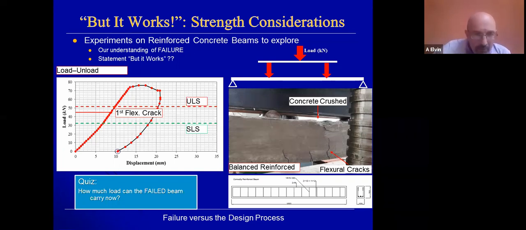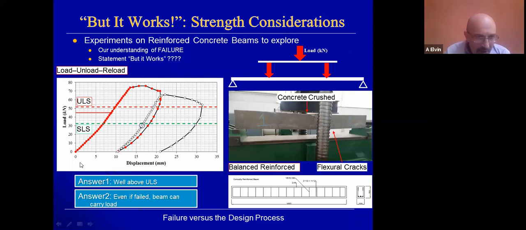Not at all. Here's my second load cycle. See? It meets both the serviceability and the ultimate limit state. Can you see? It surpasses them. It's parallel. It's plastifying. Well above ultimate limit state. Even if failed, the beam can carry load. Can you see that the failed beam can carry load? It has not collapsed. So some people have confused collapse with failure.